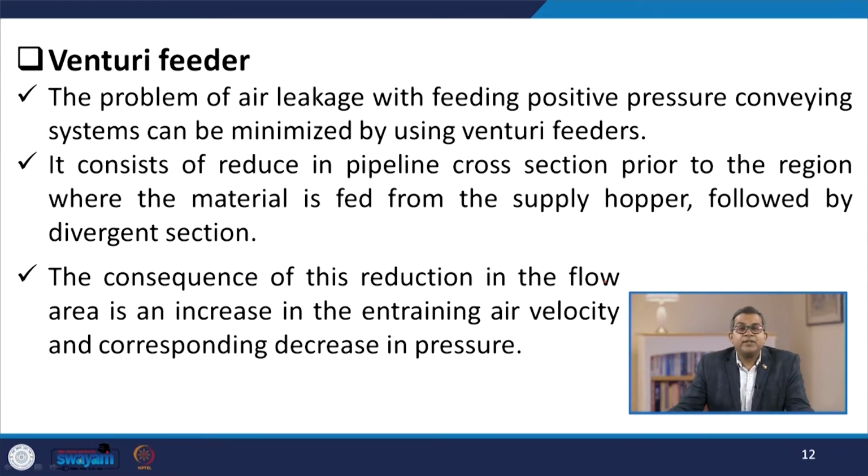There are various Venturi feeders. The problem of air leakage with feeding a positive pressure conveying system can be minimized by using Venturi feeders. It consists of a reduction in pipeline cross section prior to the region where the material is fed from the supply hopper, followed by a divergent section. The consequence of this reduction in the flow area is an increase in entraining air velocity and a corresponding decrease in pressure.